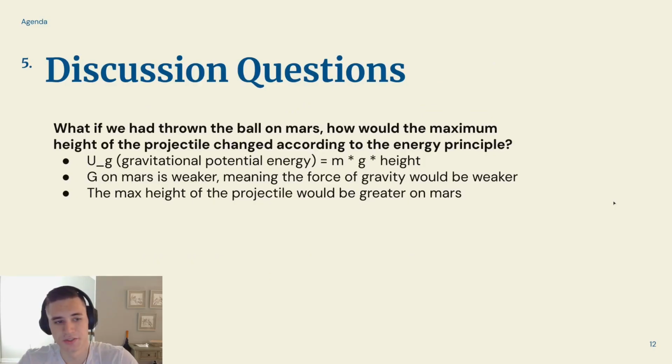So, discussion questions. What if we had thrown the ball on Mars? How would the maximum height of the projectile change according to the energy principle? Well, the gravitational potential energy equals mass times the force of gravity times height. So if g on Mars is weaker, that means the force of gravity would be weaker, meaning the max height of the projectile would be greater on Mars.